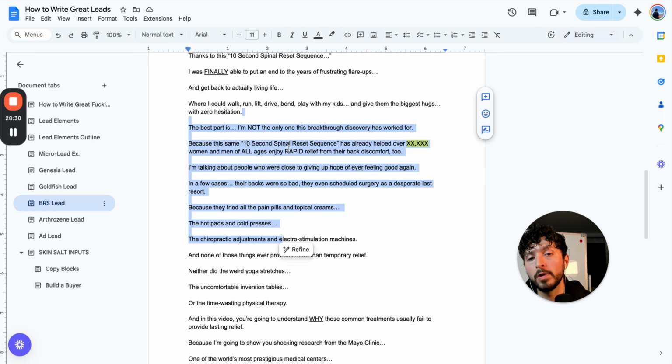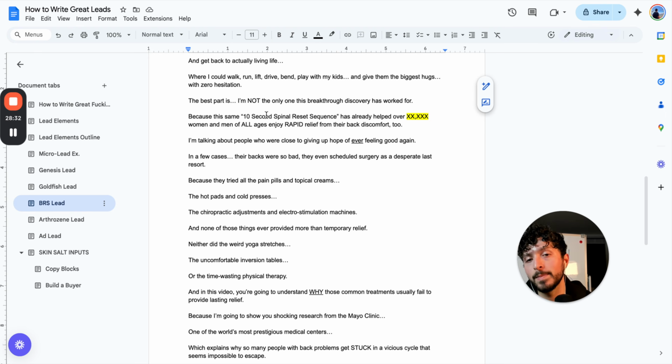The best part, I'm not the only one this breakthrough discovery has worked for, because the same 10-second spinal reset sequence has already helped over blank, blank, blank women and men of all ages enjoy rapid relief from their back discomfort too. I'm talking about people who are close to giving up hope of ever feeling good again. In a few cases, their backs were so bad they even scheduled surgery as a desperate last resort, because they tried all the pain pills and topical creams, the hot pads and cold presses, the chiropractic adjustments and electrostimulation machines, and none of these things ever provided more than temporary relief. Neither did the weird yoga stretches, the uncomfortable inversion tables, or the time-wasting physical therapy.